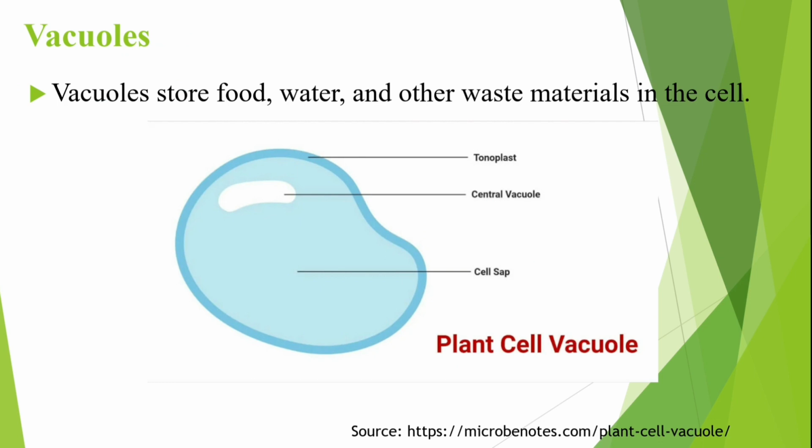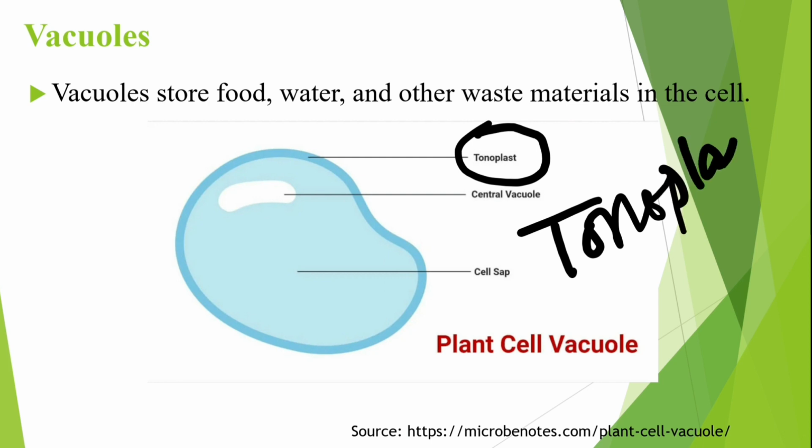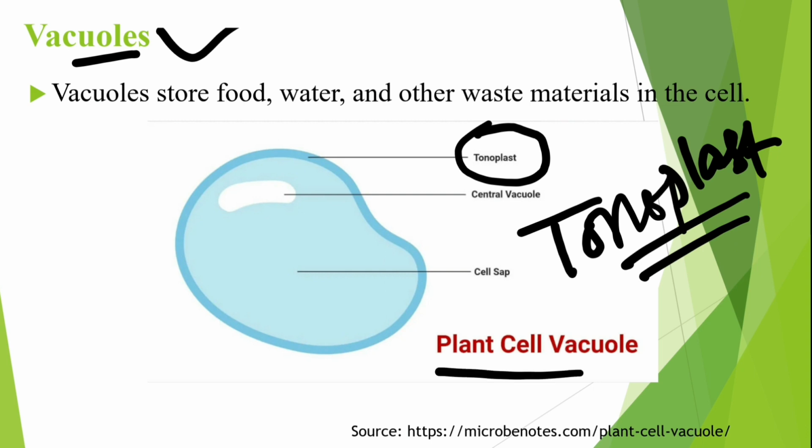Then vacuole. Vacuoles store food, water and other waste material of the cell. The outermost layer of the vacuole is called the tonoplast. It is the plant cell vacuole. Plant cell has a large central vacuole and animal cell has very small ones, or normally vacuoles are absent in animal cell, but in plant cell it is large and present at the center.